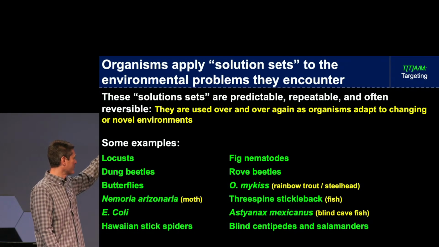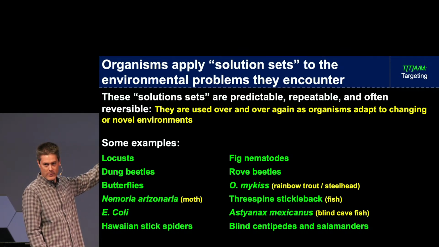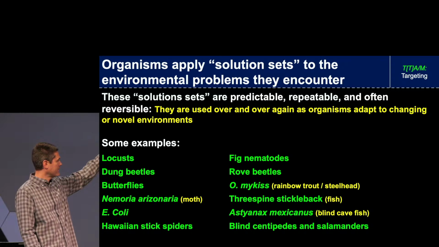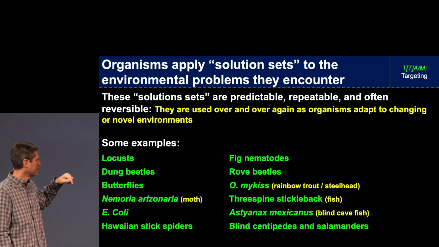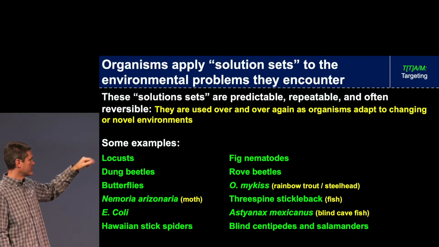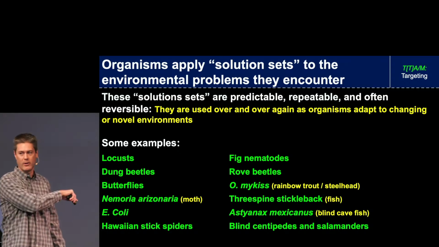So we're talking about locusts, dung beetles, butterflies. There's a moth, E. coli, common bacteria, Hawaiian stick spiders, fig nematodes, rove beetles, Oncorhynchus, which is rainbow trout and steelhead, three-spined stickleback, which is another fish, Mexican blind cavefish, blind centipedes, and salamanders. And I'm actually going to go through all of those.